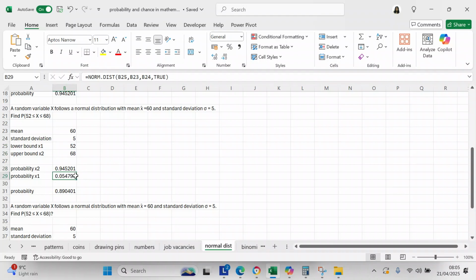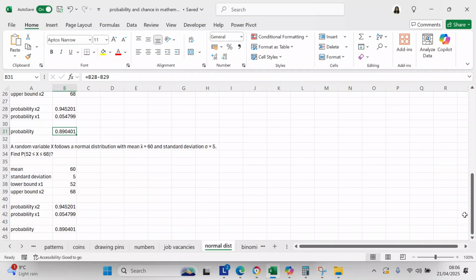And then you find the probability of your lower bound. So NORM.DIST brackets B25, comma, B23, comma, B24, and TRUE. So you get your probability of your lower bound. And then we're going to calculate the overall probability, which equals B28 minus B29. So you get a value of 0.89.